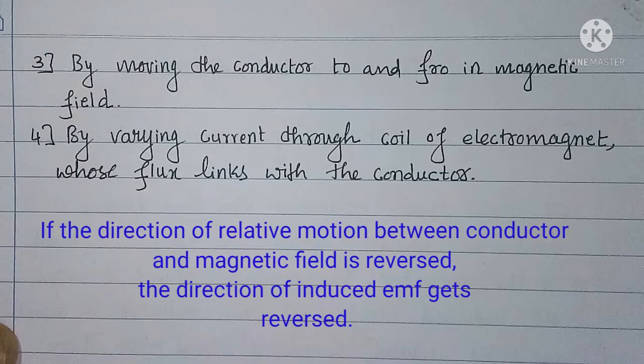It was observed that when the direction of conductor with respect to magnetic field or vice versa was reversed, the direction or the polarity of EMF induced in the conductor was reversed. Therefore, we can write, if the direction of relative motion between conductor and magnetic field is reversed, the direction of induced EMF gets reversed.